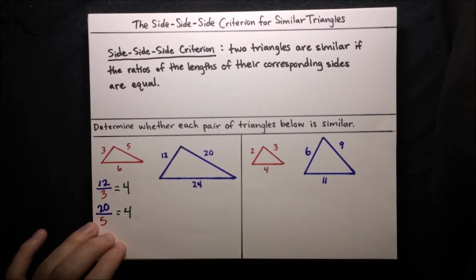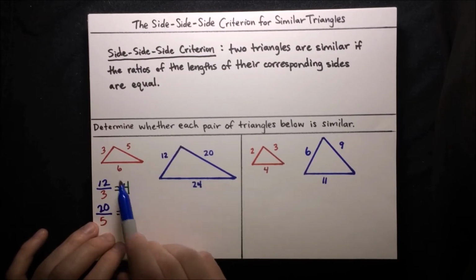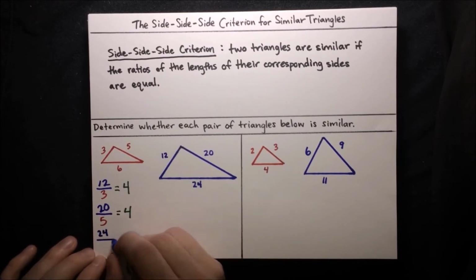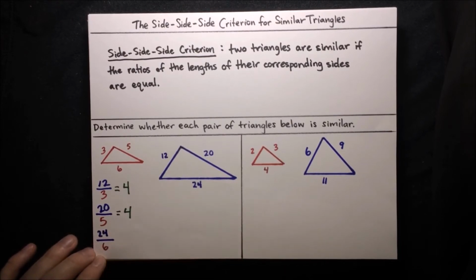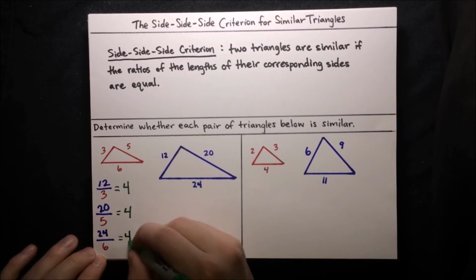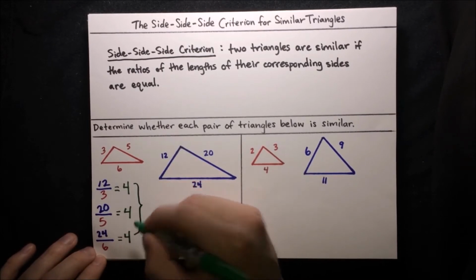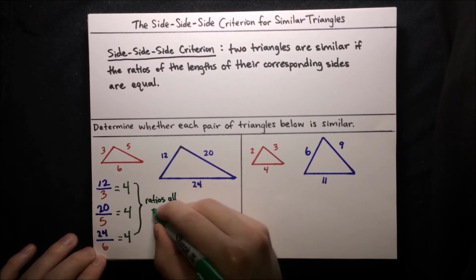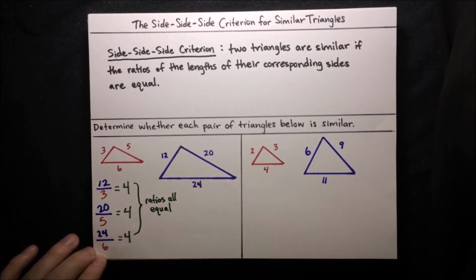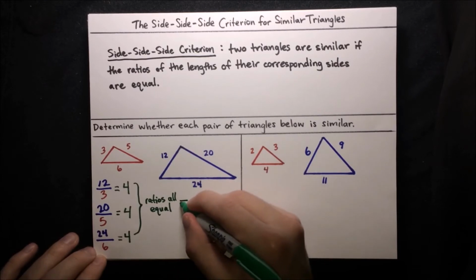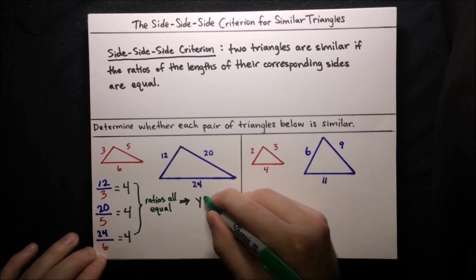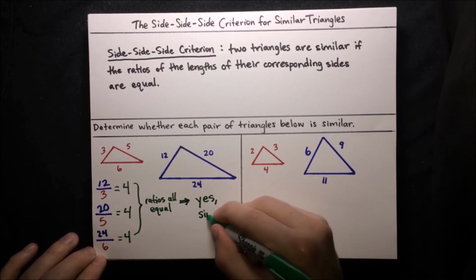So far the ratios match up, but we still have one more pair of sides to check. The largest sides, 6 and 24. So let's go ahead and take that ratio. 24 over 6. Hey, that's also equal to 4. So now, since these ratios are all equal, we can conclude by the side-side-side criterion that the triangles are similar. So, yes, similar.